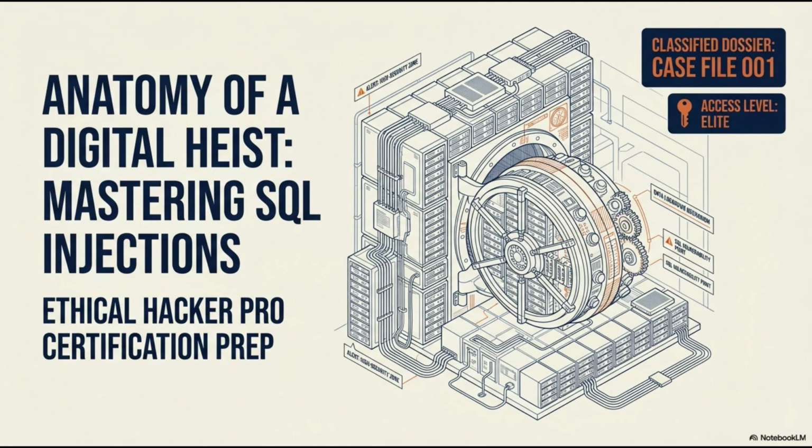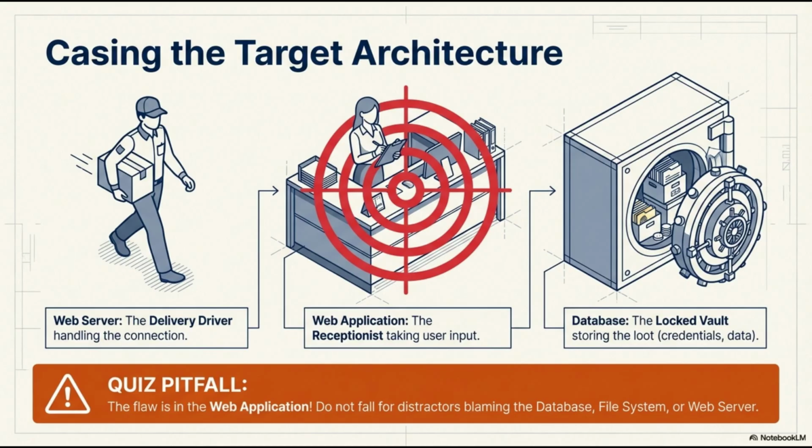And the reason they persist is that modern infrastructure relies so heavily on databases communicating dynamically with web front ends. If that communication channel isn't sanitized perfectly, the system is completely vulnerable. Exactly, it's the big leagues of cybercrime because the payoff is the entire back-end data store. Which means we need to deeply understand the layout of the target network. Moving to slide 2, casing the target architecture.